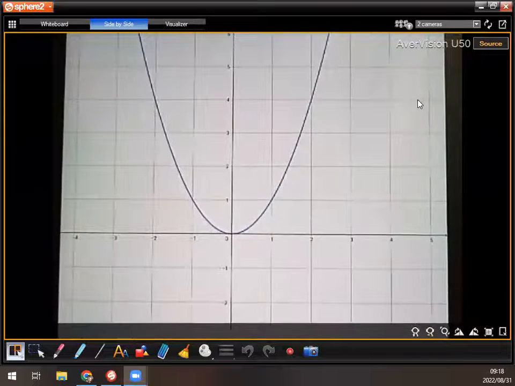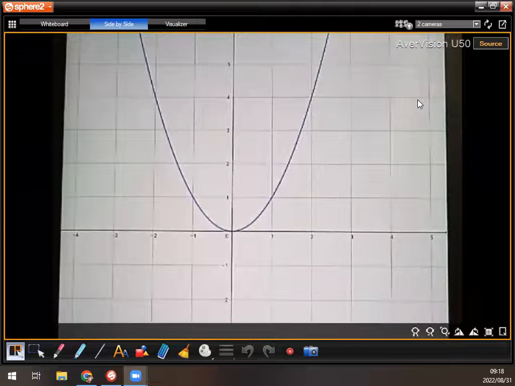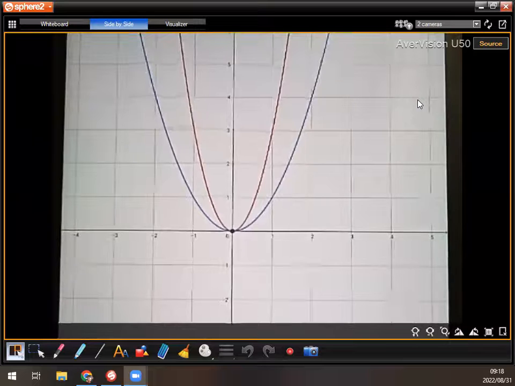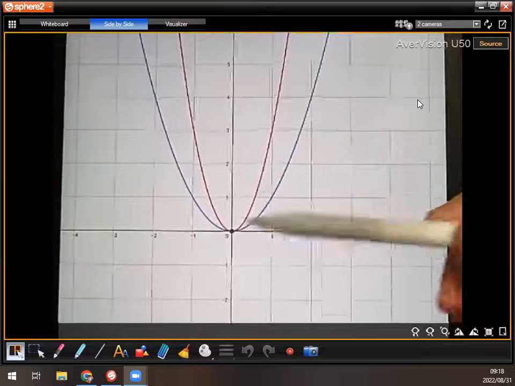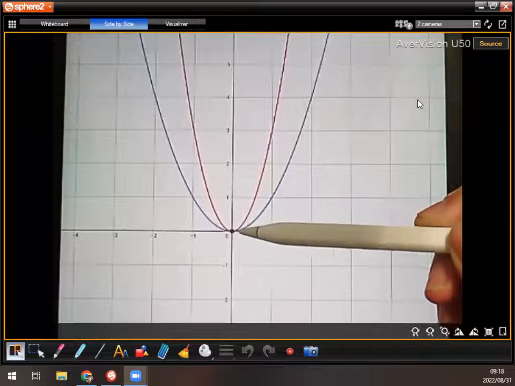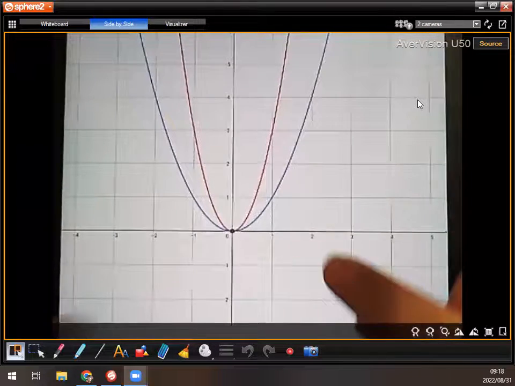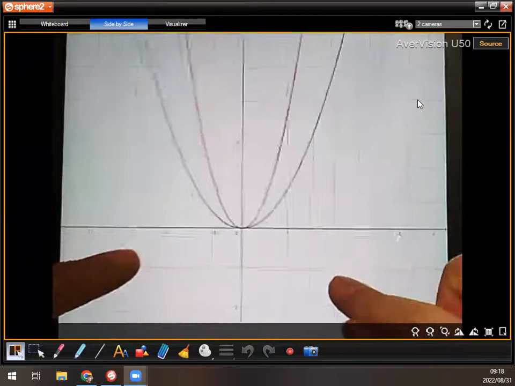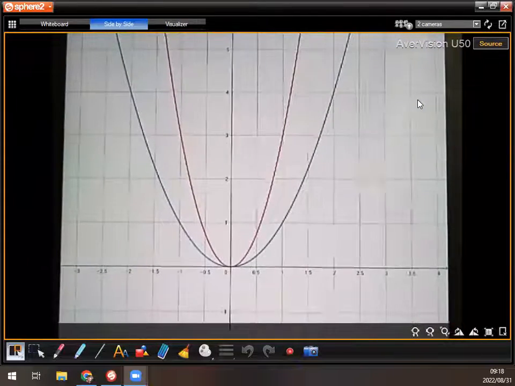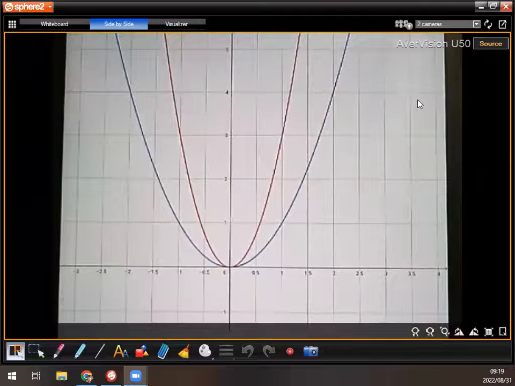All right, now I'm going to put in y equals 3x squared. See that it has a similar shape. It has the same y-intercept, 0 again. Again, it is symmetrical about the y-axis, but now it's a bit steeper. Why is that, guys? Why would the graph of y equals 3x squared have a steeper slope than the one of y equals x squared?